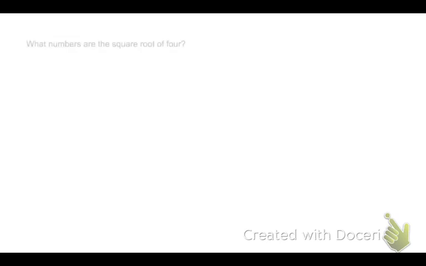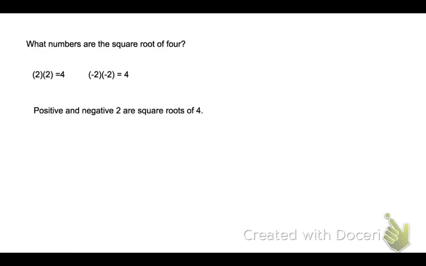Finally, sometimes what we're interested in is not the positive root or the negative root. We just want to know what numbers are the square root of 4. We want to know both the positive and the negative root. And we already know that 2 squared is 4 and negative 2 squared is 4. So this must mean that both positive and negative 2 are the square roots of 4.